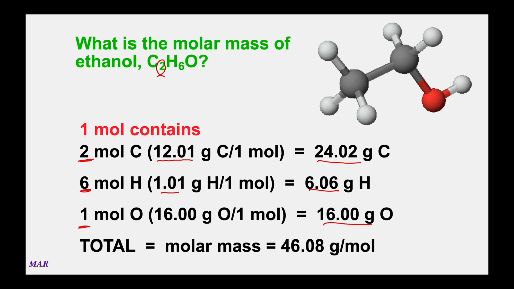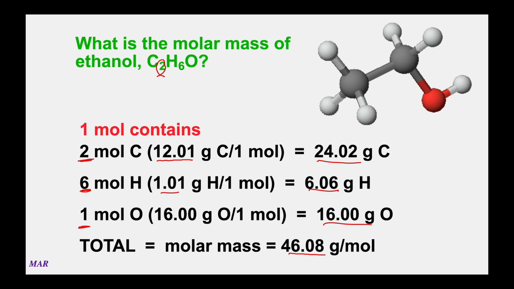So if you add up 24.02 plus 6.06 plus 16, you get this number, 46.08 grams per mole. And that is the molar mass of ethanol. And that's an important number for chemists. If you have 46.08 grams of ethanol, you have a mole of ethanol. And a mole of ethanol, like a mole of anything, is 6.022 times 10 to the 23rd. So in this example, you would have 6.022 times 10 to the 23rd molecules of ethanol.